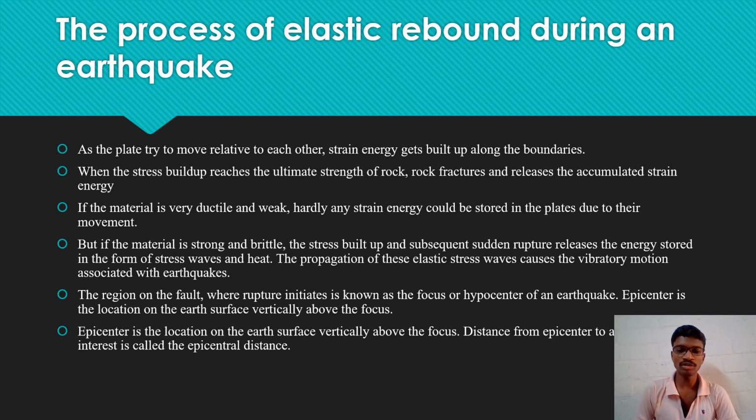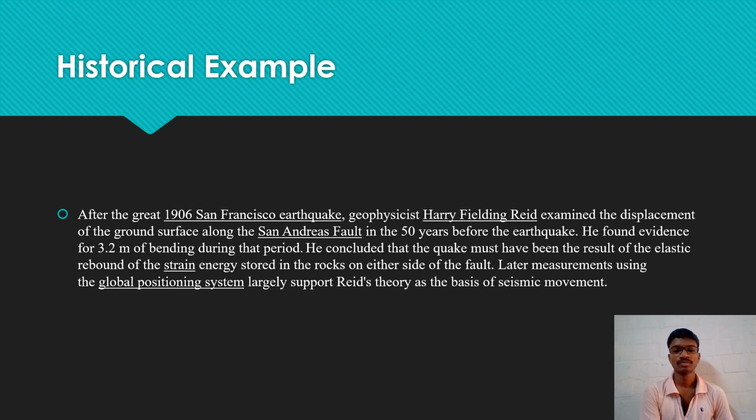The region on the fault where the rupture initiates is known as the focus or hypocenter of an earthquake. Epicenter is the location on the earth's surface vertically above the focus. Distance from epicenter to site of interest is called the epicentral distance. Here we see one historical example of elastic rebound theory.